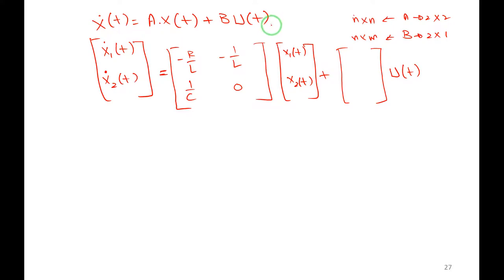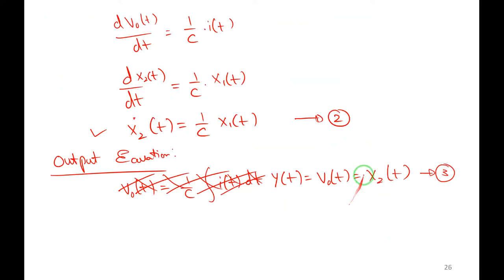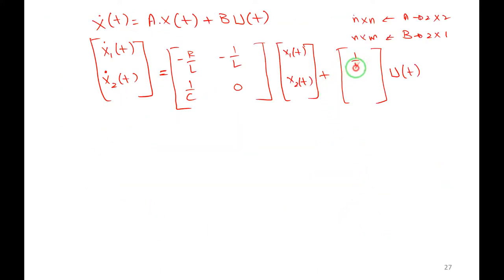Yes, we'll write it. So what should be B? Just observe equation 1 along with u of t. You can observe equation 1 by L is there. So write down 1 by L. This is the first element. What about the second element?